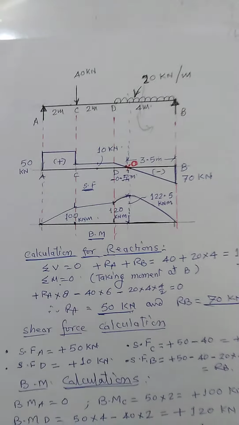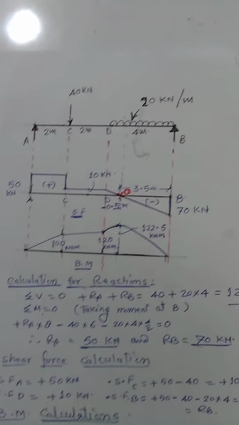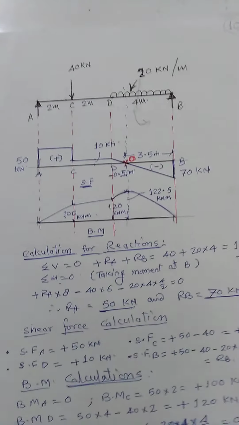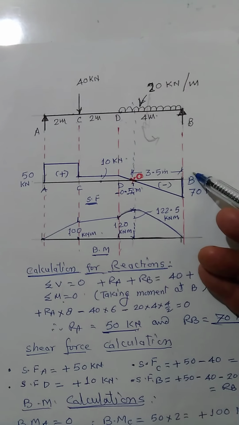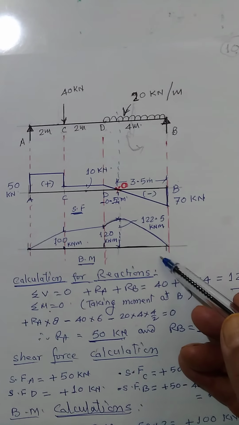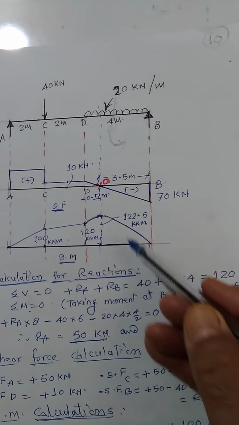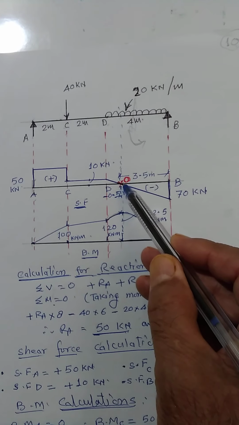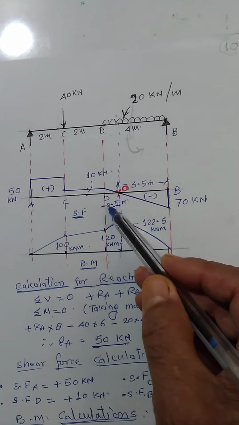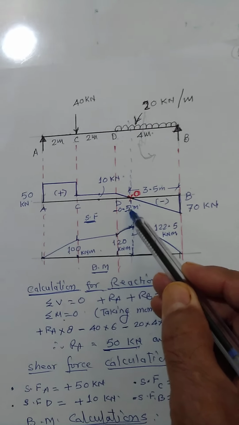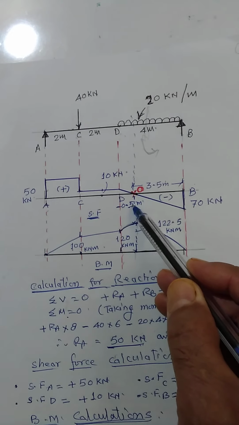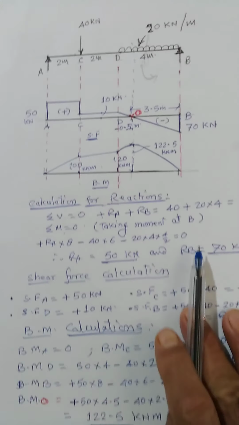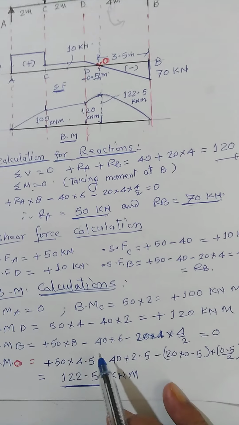Now it is a combination of the two diagrams, that is the shear force diagram and the bending moment diagram. And here you will find that the shear force changes the sign from here to here, which is a distance of 0.5 meter from here, that is 4.5 meter, and then we can find out the maximum bending moment at a distance of 4.5 meter.